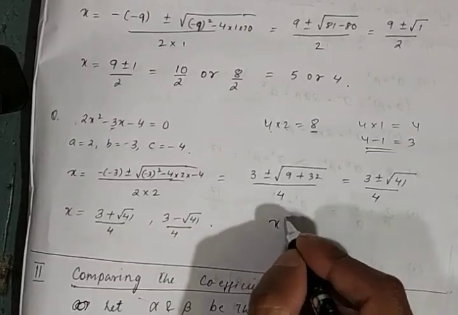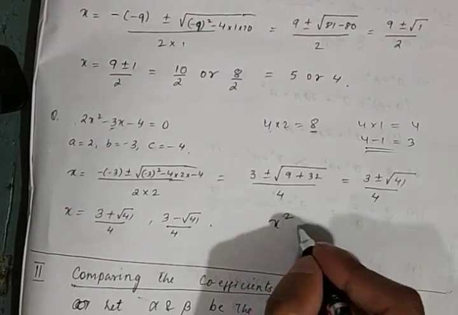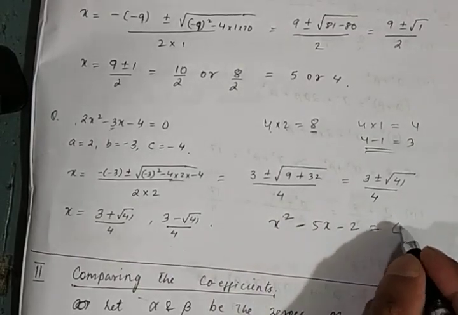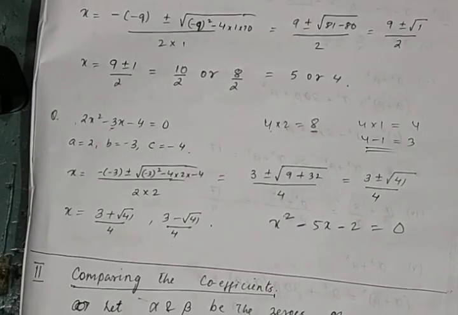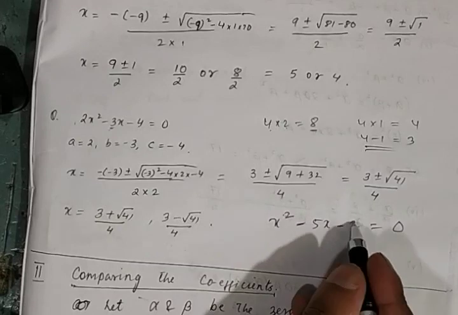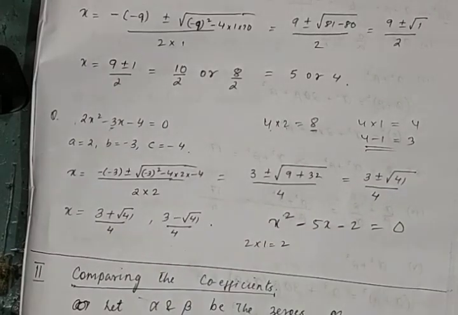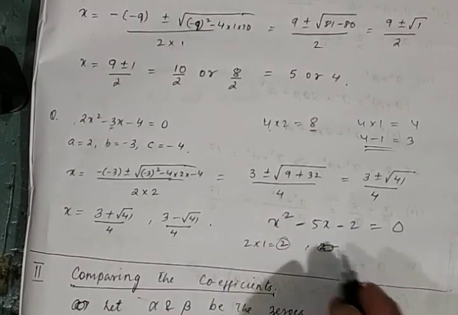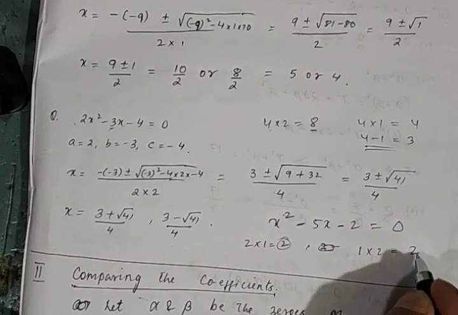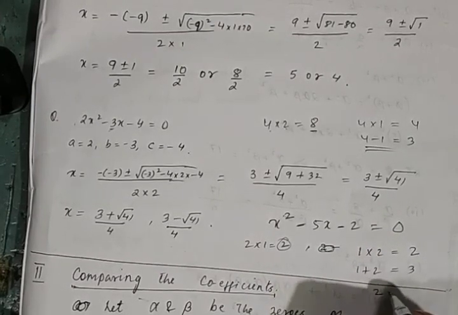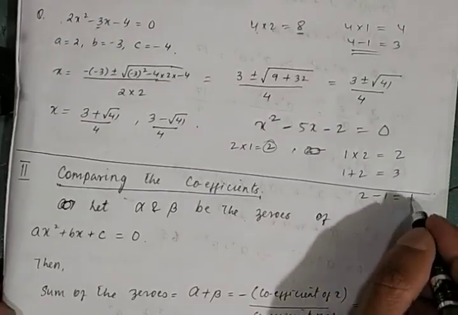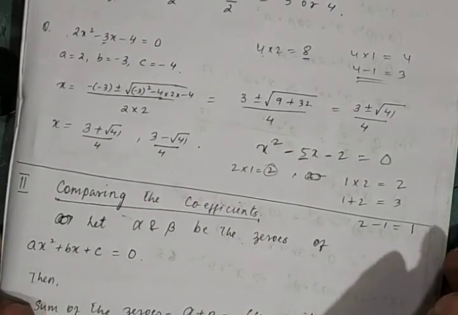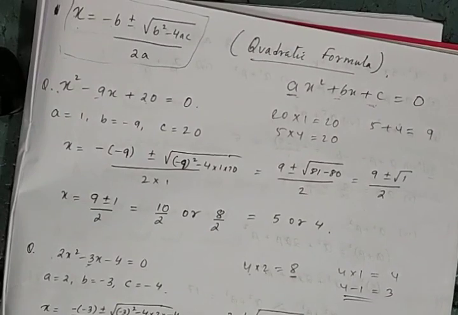So here also I can't explain this. Let me search for some example. Let's say x square minus 5x minus 2 equal to 0. Yes, check here. Is splitting possible or not? Now 2 ones are 2. In which table is 2 present? 2 is present only in 1 and 2. 1 into 2 equals 2, and 1 plus 2 gives us 3 and 2 minus 1 gives us 1. That means this 5 we cannot split. So in that situation what will we do? We'll use the quadratic formula.